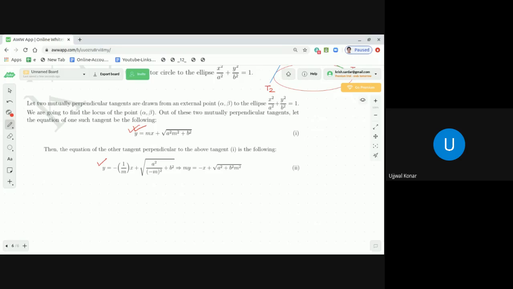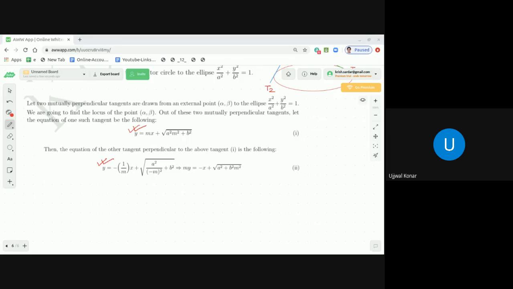So we are going to find the equation of a tangent to an ellipse having slope minus 1 by m. What are we going to get? We get y equal to minus 1 by m into x plus square root of a squared by m squared plus b squared. So from here what we get is my equal to minus x plus square root of a squared plus b squared m squared. That is equation number 2, dear students.